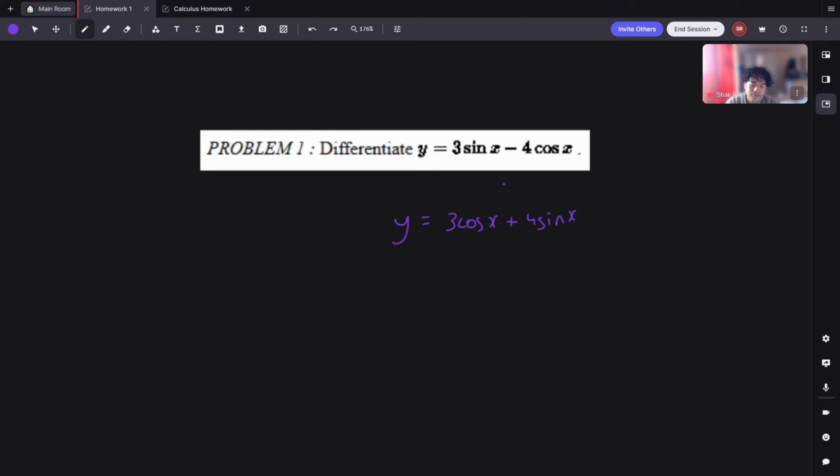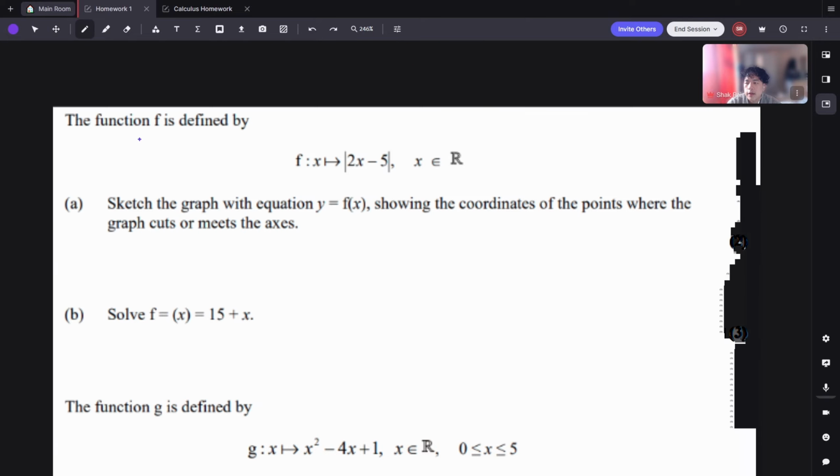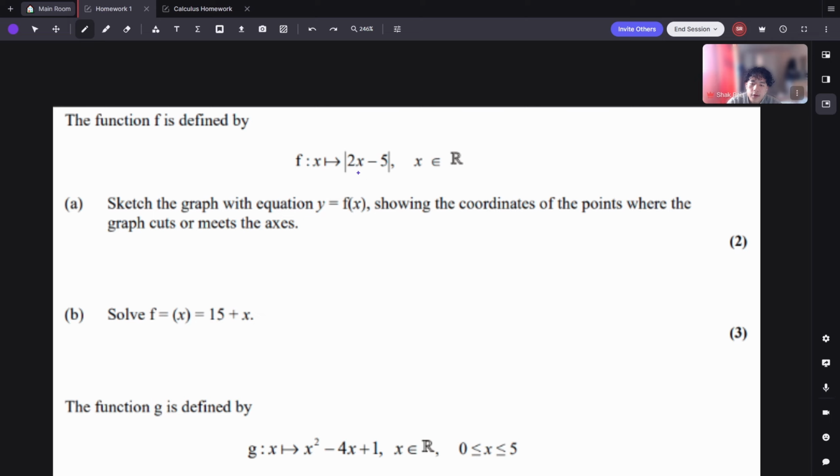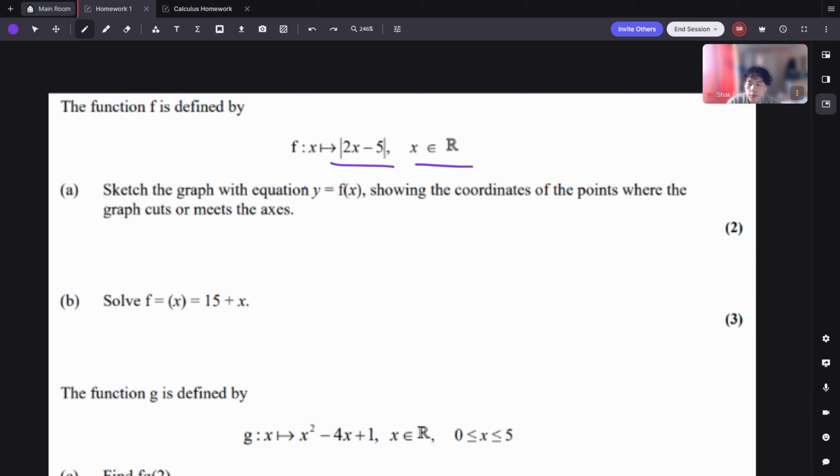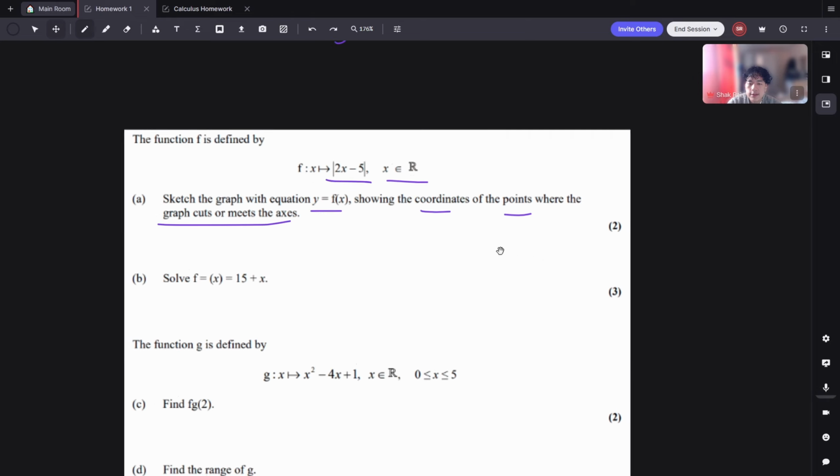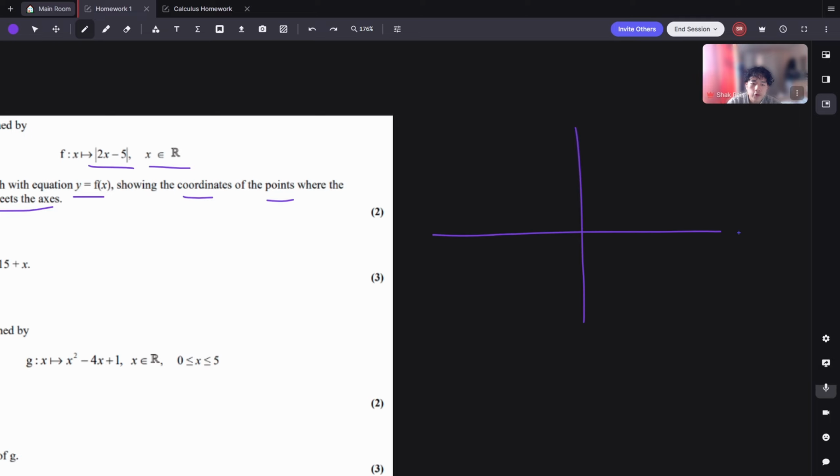And that's literally it. Okay, so the function f is defined by f of x equals the modulus of 2x minus 5, where x is a real number. We need to sketch the graph with the equation y equals f of x, showing the coordinates of the points where the graph cuts or meets the axes. So initially we'd start off with the graph.